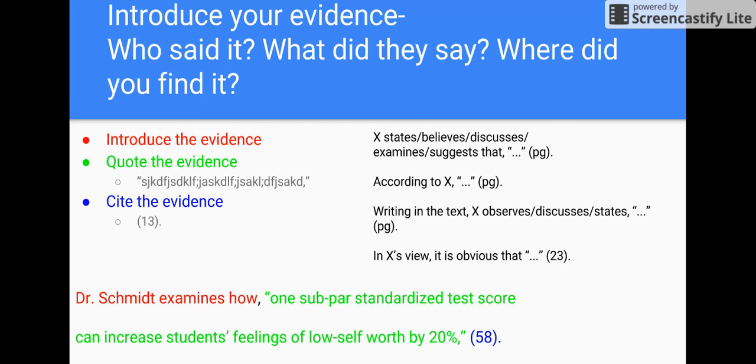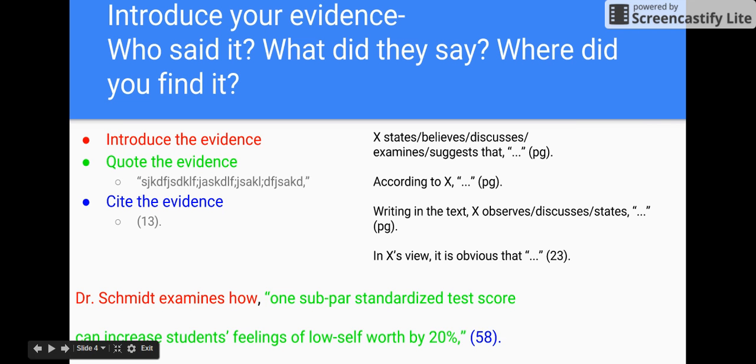Okay, so you're back, you wrote your topic sentence, and next you're going to introduce your evidence. The point of this is you're going to say, who said the evidence, what did they say, and where did you find that evidence? So you're going to introduce it, then you're going to quote it, then you're going to cite the evidence.